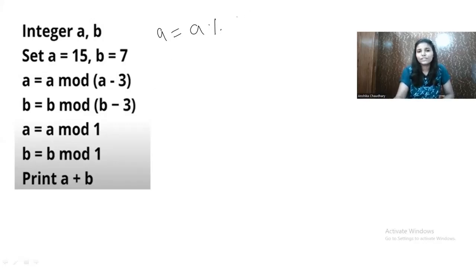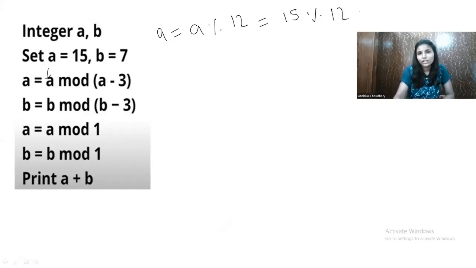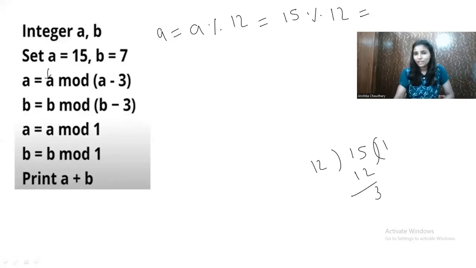15. So 15 minus 3 will be 12. At this time a value is 15 only. So we will take it as 15 modulus 12. So how does this work? It gives the remainder. If I divide 15 by 12, 12 ones are 12 and there will be 3 as a remainder. So 3 will be the result of this. So this time a is having 3.